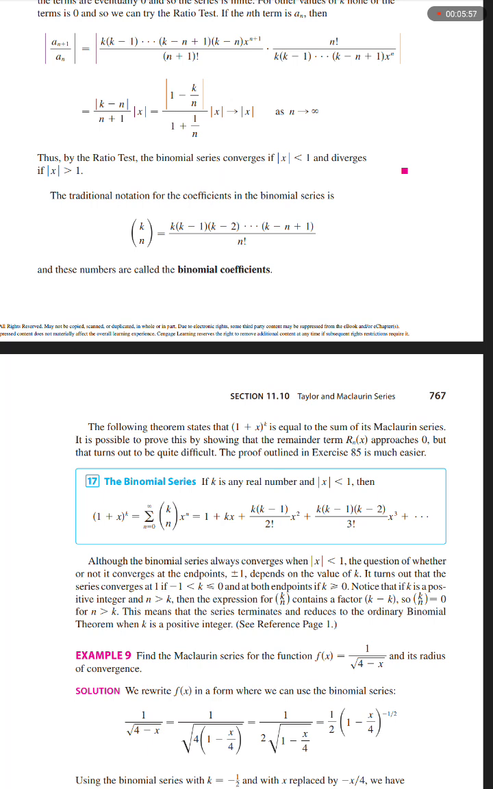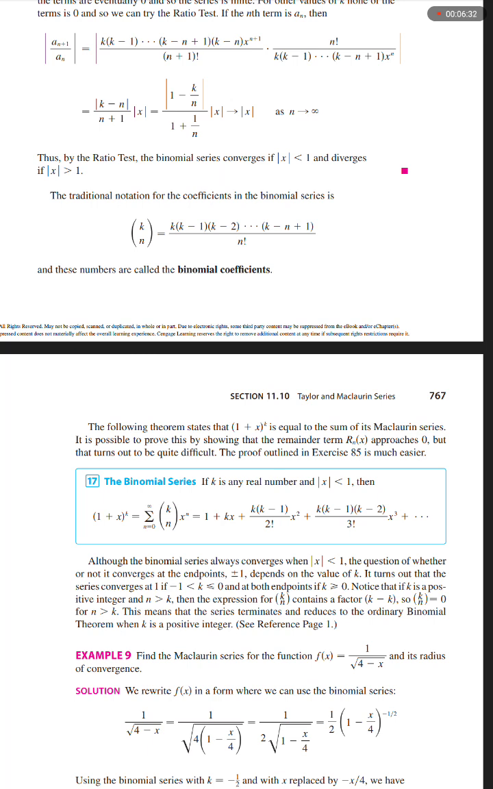Although the binomial series always converges when the absolute value of x is less than 1, the question of whether or not it converges at the endpoints plus or minus 1 depends on the value of k. It turns out that the series converges at 1 if negative 1 is less than k and k is less than or equal to 0, and at both endpoints if k is greater than or equal to 0.